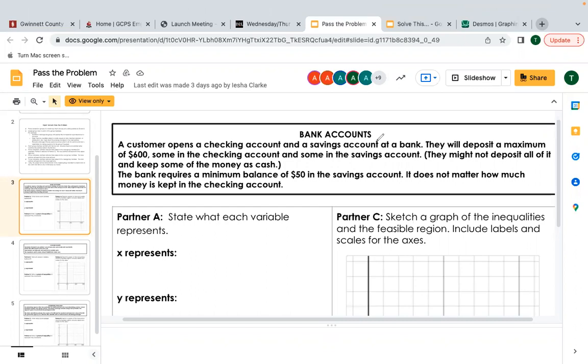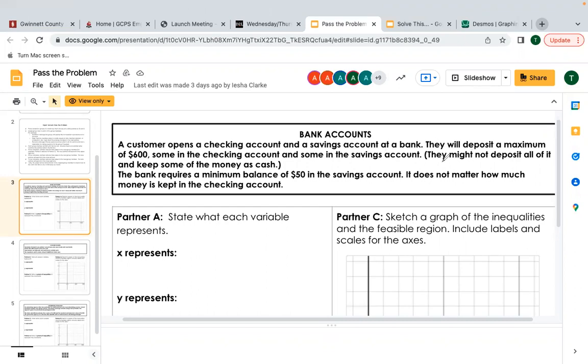Okay, so checking is what you use when you go into Walmart and you have a debit card and you say, all right, I'm going to use my checking account to buy things. A savings account means you're putting money away, and it's going to gain some interest and rack up a little bit of money.